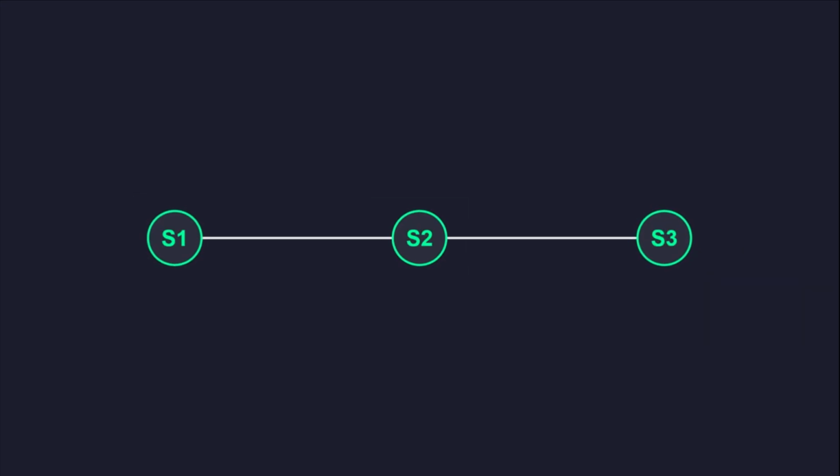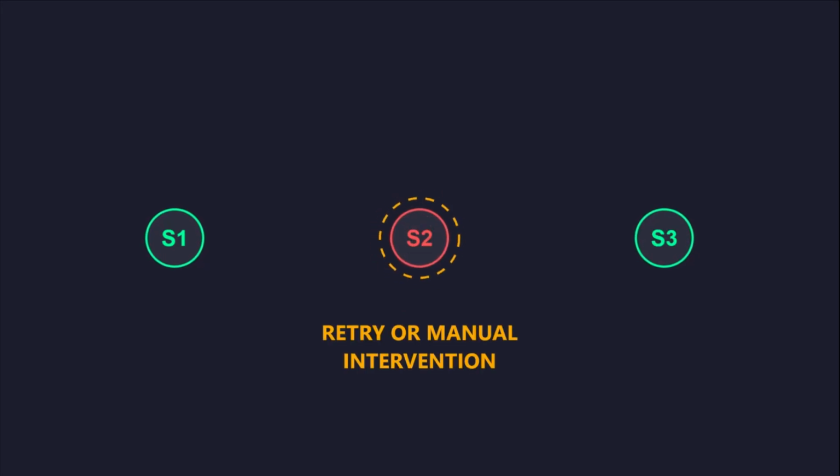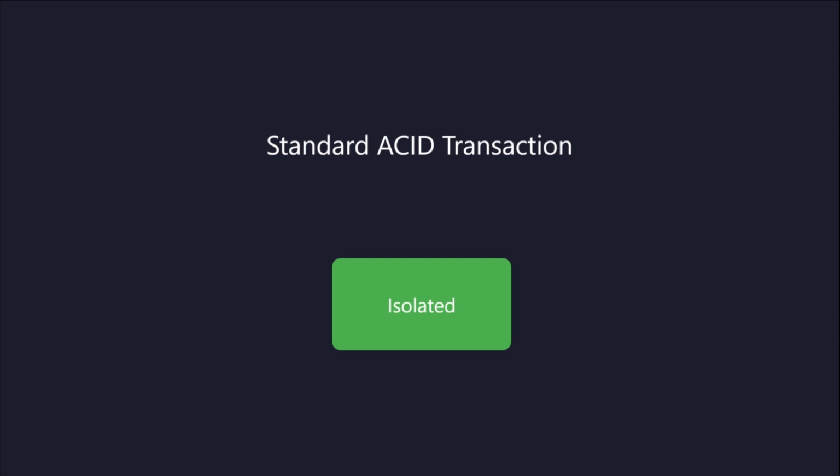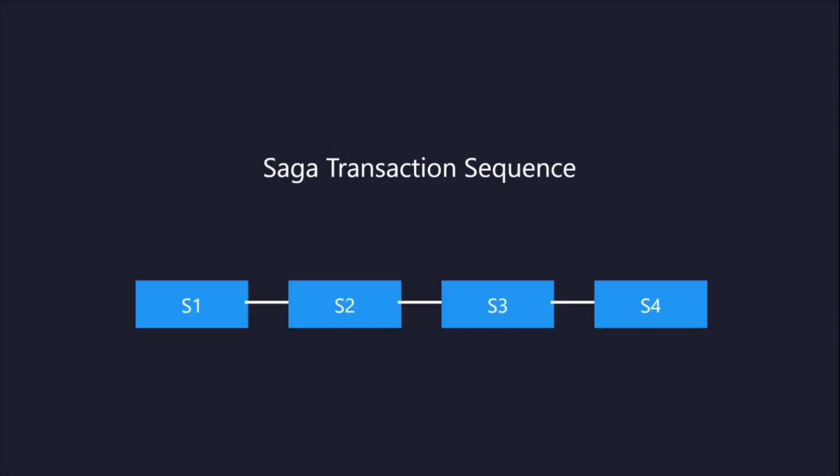What happens if the compensating transaction itself fails? You cannot roll back a rollback. You must retry until success or trigger manual intervention. Failed compensations should be moved to a dead letter queue after maximum retries, alerting administrators to investigate the inconsistent state immediately. Sagas lack the isolation property of standard transactions.